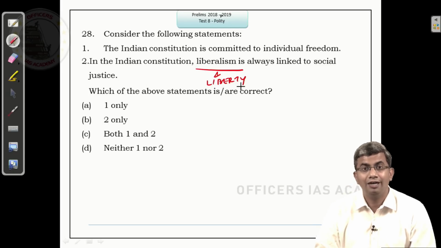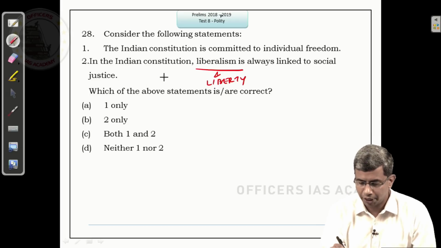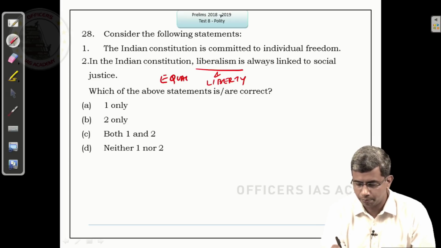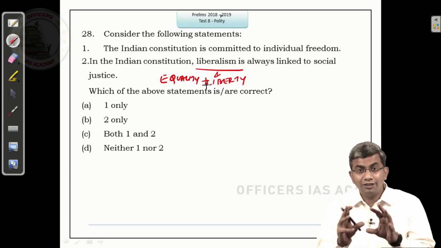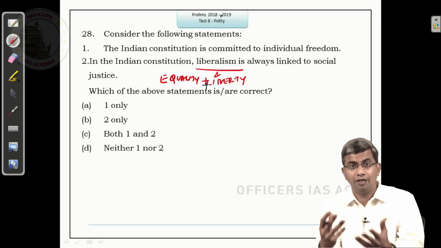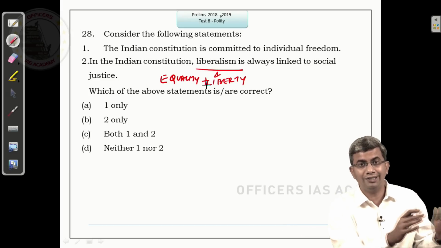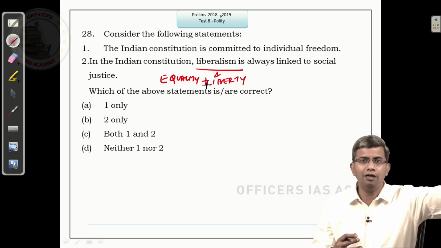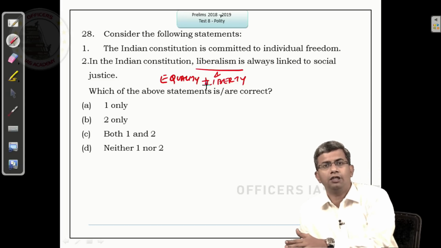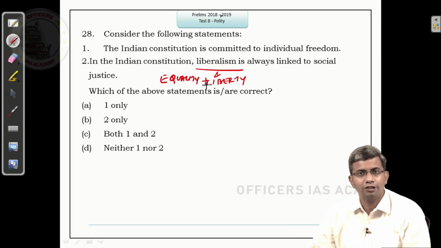But what is the word here? Liberalism. What is liberalism? It is an ideology which is based on equality plus liberty. Because equality is also part of liberalism, and in the Indian Constitution, the concept of equality is not absolute like in many of the Western countries, it is linked to social justice. There is no discrimination, but there can be special provisions for women, children, backward classes, and now 10% for economically weaker sections amongst the general category.